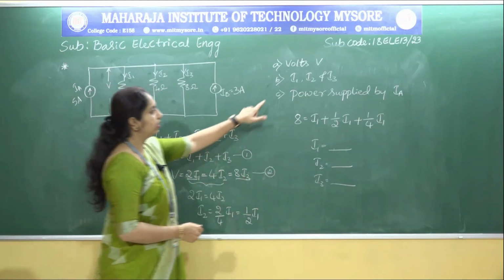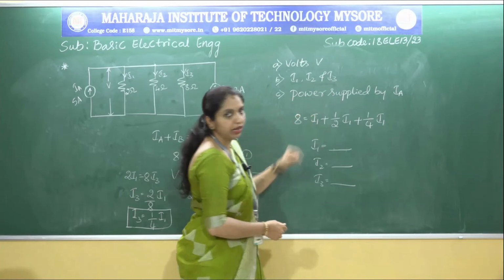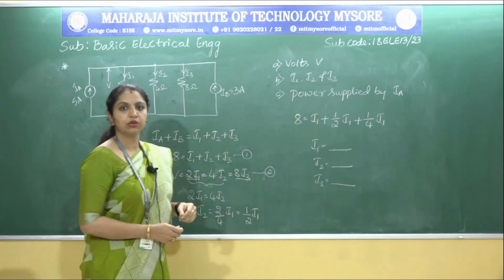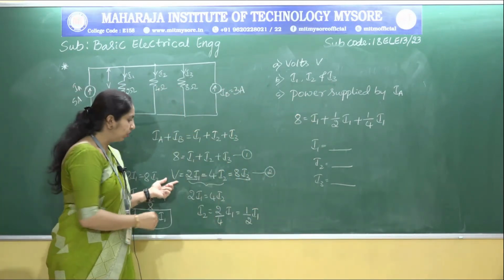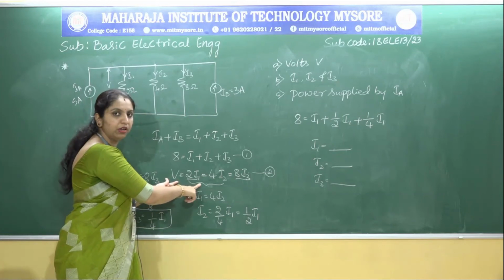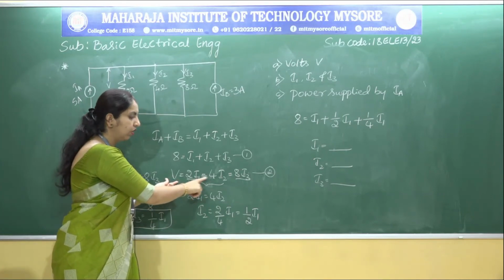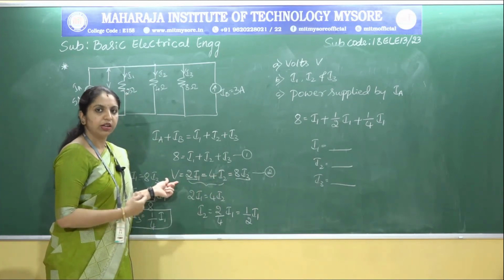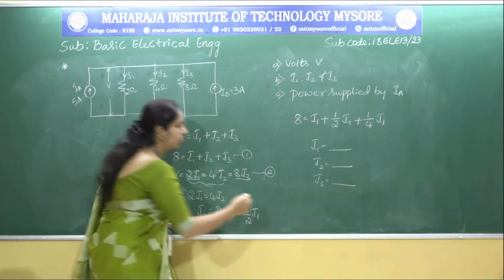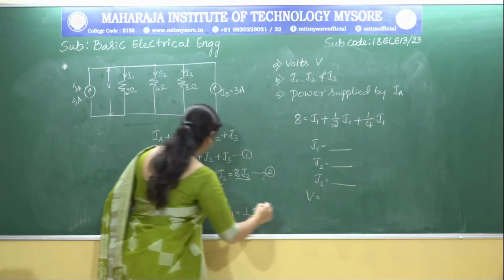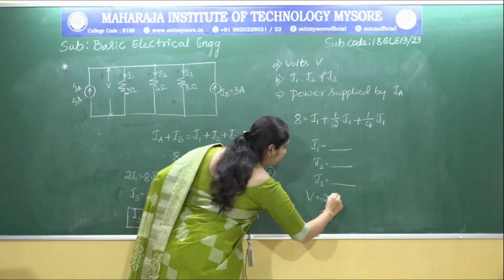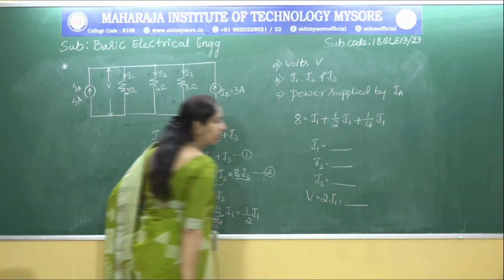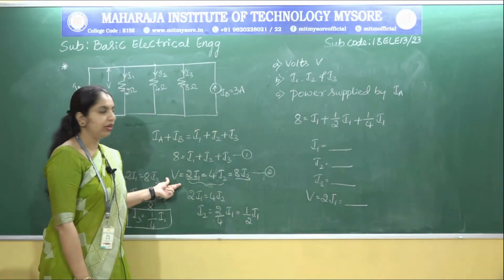And once you calculate the values of I1, I2 and I3, how can we calculate the voltage? You know that voltage can be 2 into I1, or 4 into I2, or 8 into I3. So you can have any expression. Voltage can be anything, so I am taking 2 into I1. So you can also calculate the value of V, voltage.